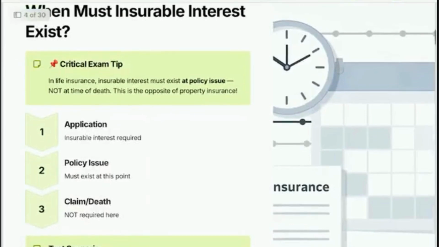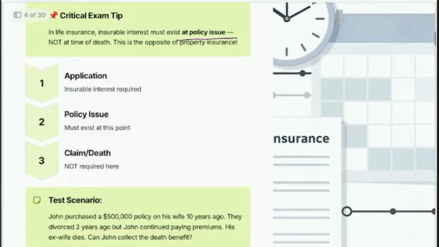Okay, so as we were just saying, when must insurable interest exist? At the time of policy issue, not at the time of death. This is the opposite for property insurance. So, kind of steps: at the application, the insurable interest is required in order to buy a policy on somebody else's life. Once the policy is issued, as long as it is paid, things like that, at the time of the claim or death, they do not need to prove that you still had insurable interest.